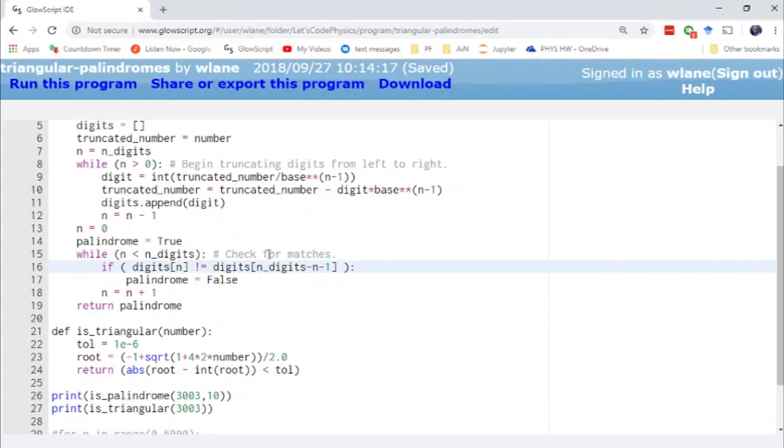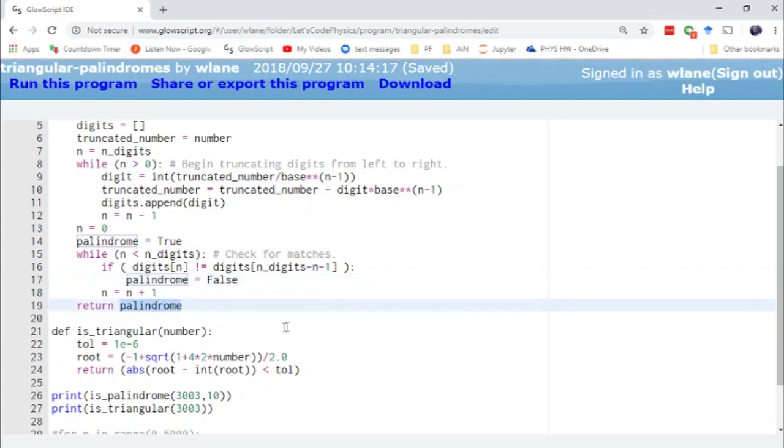And if any of those fail, then I don't have a palindrome. So we're going to start by assuming that we do have a palindrome. Then we're going to move down here and say that our palindrome equals false. We're going to say, no, this is not a palindrome, and we're going to continue along. So all it takes is one failure, and we don't have a palindrome. And that will return true or false, whether we have a palindrome number.